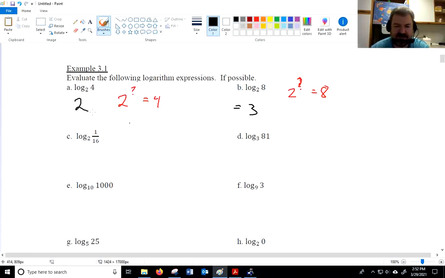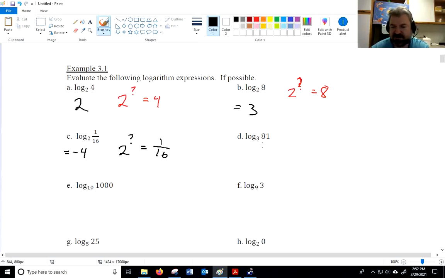This one's a little more challenging because it's got this fraction. So we're thinking 2 to what power gives me 1 over 16? Well, hopefully you realize that a negative power makes this 1 over. So we know the answer is a negative number. Once we identify that, then we just got to think 2 to what power is 16? Well, that's 2 to the fourth. So 2 to the negative fourth would give me 1 over 16 because the negative would make it 1 over 2 to the fourth, and 2 to the fourth is 16.